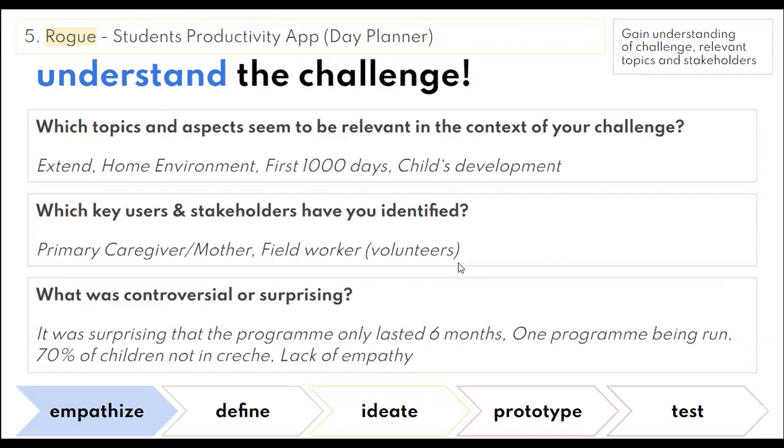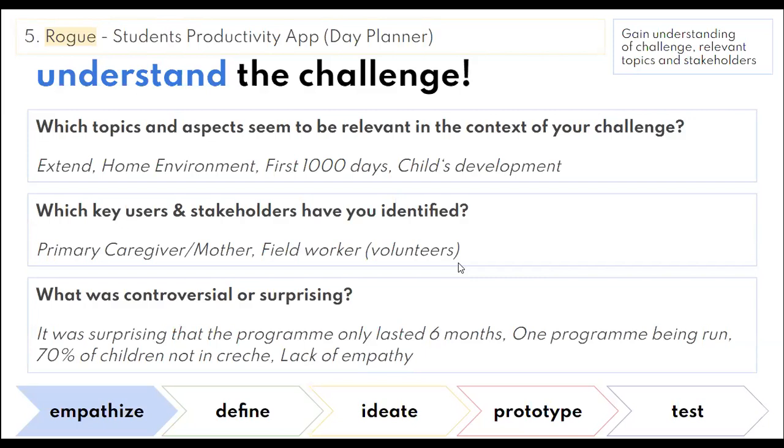Now, key users and stakeholders are those who are all invested in your situation, in your challenge, in your project, in whatever it is. A user will be people who are on the outside. You're presenting or creating something for them. Stakeholders are any people that you're bringing in within the realm of your challenge or your project. And so here in this case, the primary caregiver, mother, is a user and stakeholder. Field workers or volunteers are stakeholders, and a user can be a stakeholder as well.